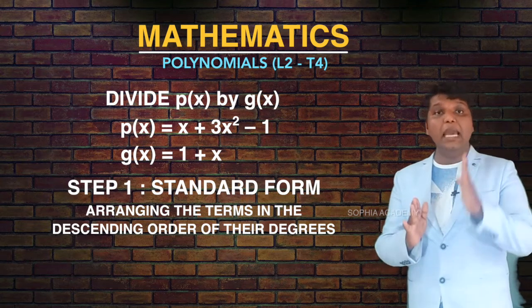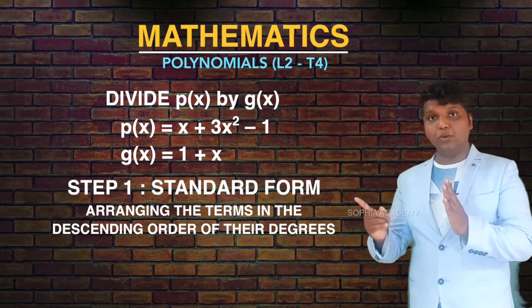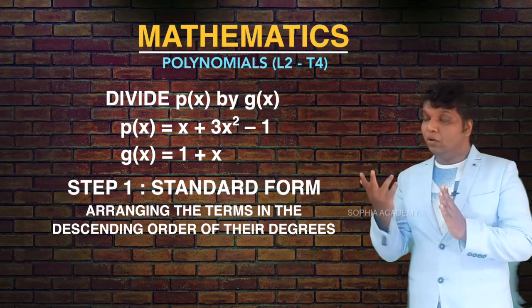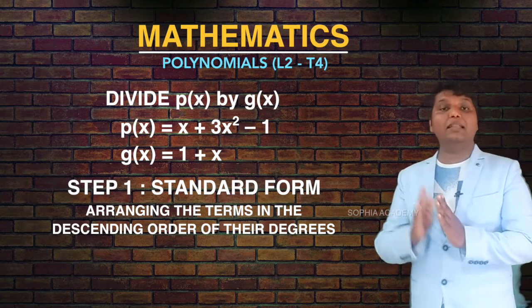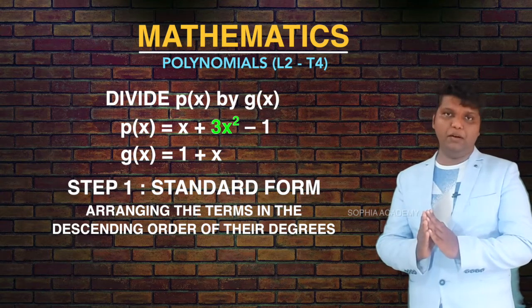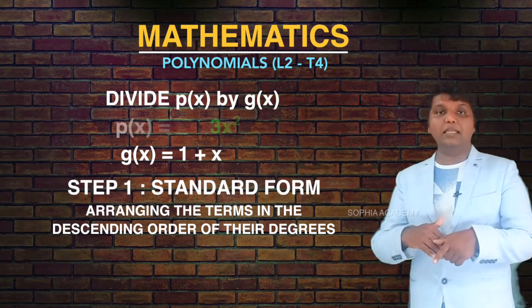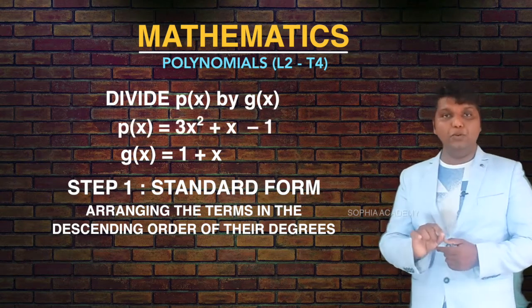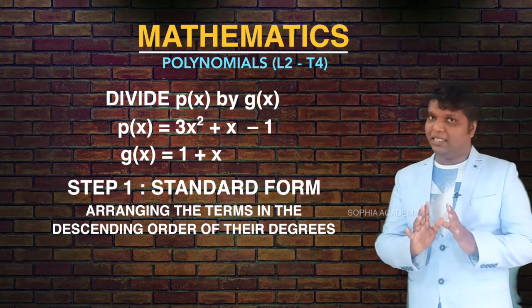So here you can see x plus 3x square minus 1. x, then came x square. It is not in decreasing order, right? So first of all, you write the bigger power one. Here 3x square has the highest power, so we will write that first. We rearrange the terms like this: p of x is equal to 3x square plus x minus 1. Now it is in the standard form.